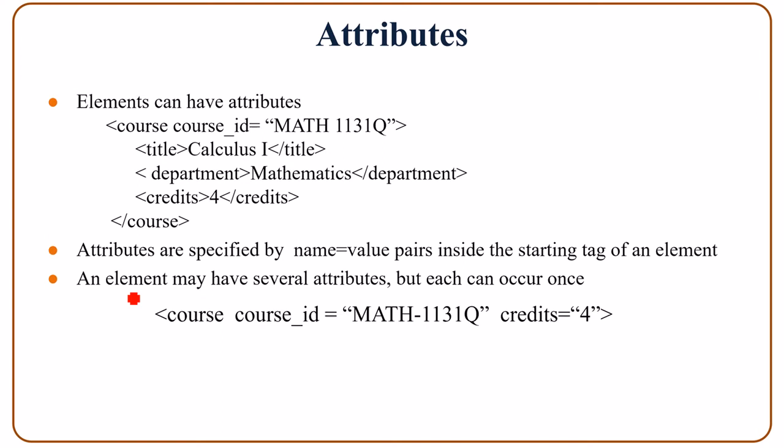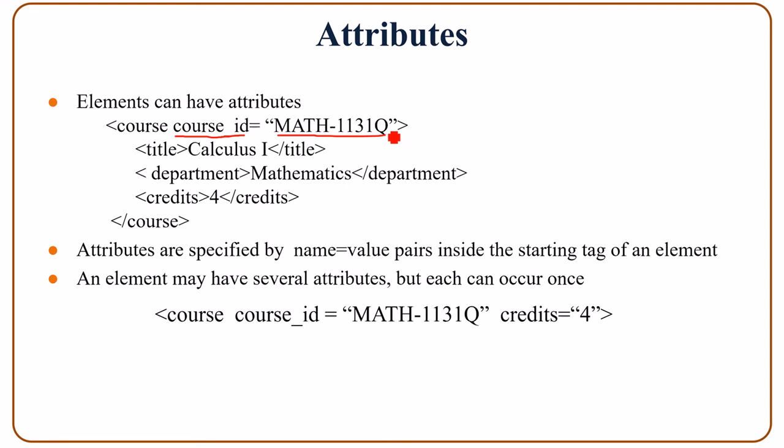Now we talk about attributes. Elements can have attributes. For example, the course element has course ID as an attribute. Math 1131Q is the value of the attribute. Attributes are specified by name-value pairs inside the starting tag of the element, as we can see. So course ID is the name of the attribute and Math 1131Q is the value of the attribute.